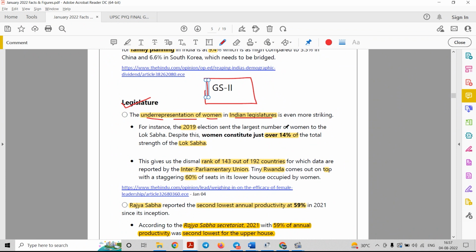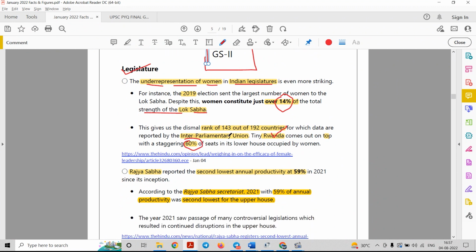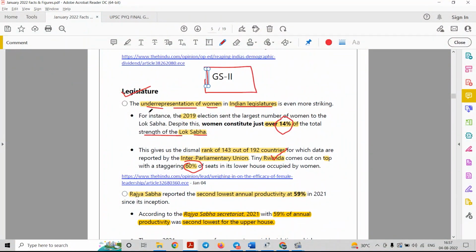Right now we have 14%. Out of the total Lok Sabha strength, only 14% of the seats are occupied by women. And if we compare India with other countries, for example Rwanda, which is a developing or even underdeveloped country, we can say, still their representation of women in parliament is much higher, around 60%. So India can learn from these countries, and you can utilize such facts in your answers.